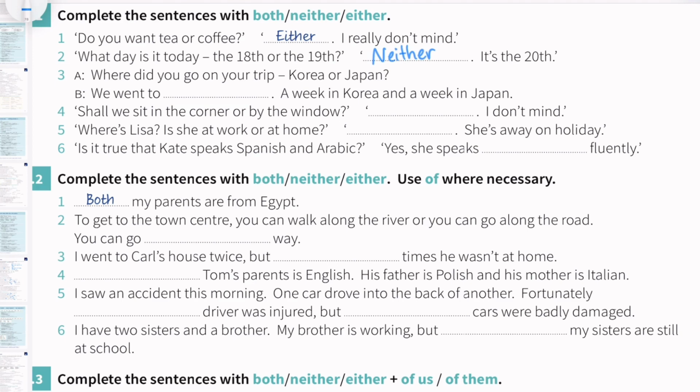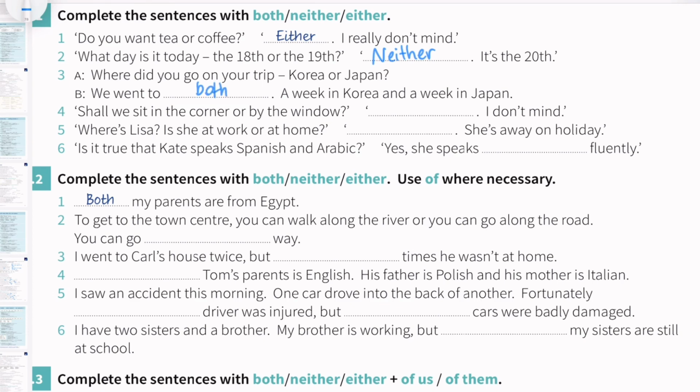Then number 3, where did you go on your trip? Korea or Japan? Where did you go? The answer is, we went for a week in Korea and a week in Japan. So it means we went to both countries. We have to write both.